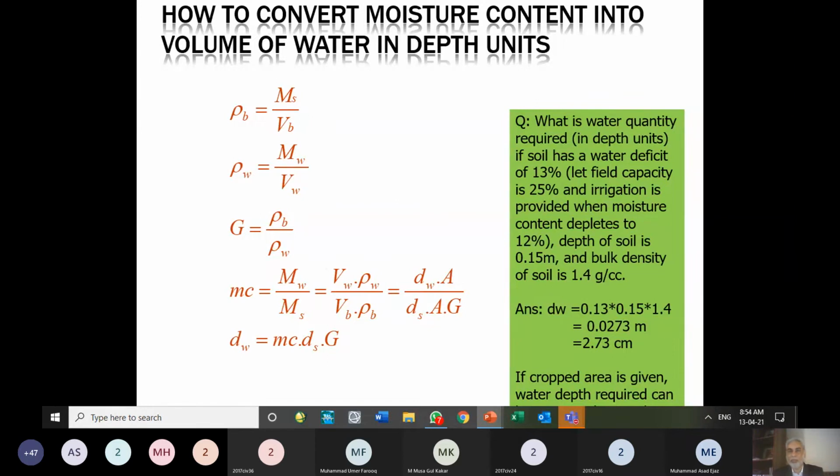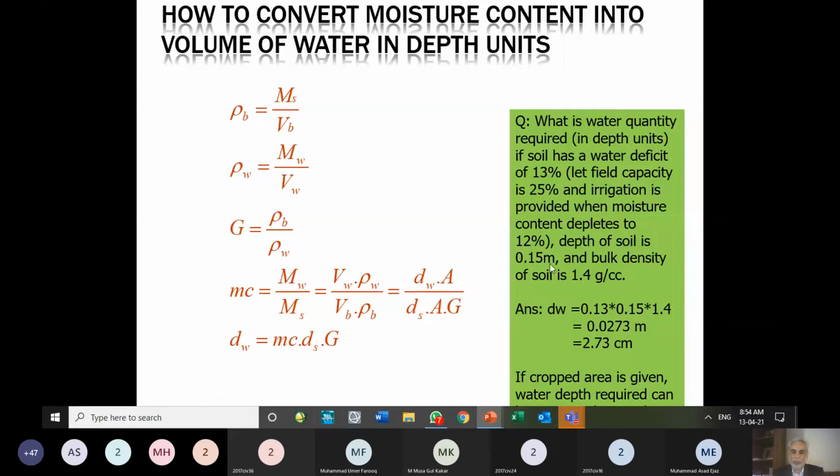Similarly, they will be telling you hygroscopic moisture content for sand. The difference of these two should be considered as available moisture content. So this deficit of moisture which we have to fill is 13%. The other way is written in the brackets. For example, soil has a field capacity of 25%, and we want to apply irrigation when it reaches 12%. So the difference is 13%.